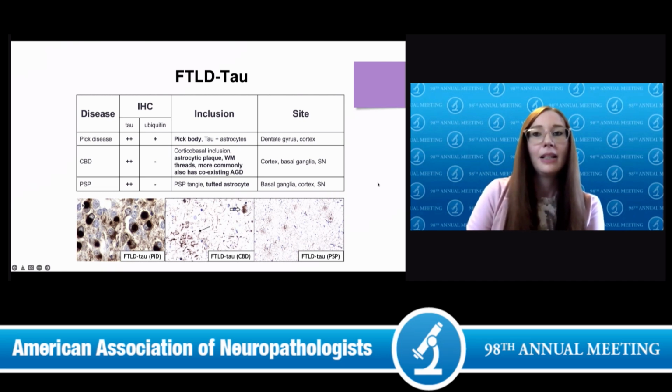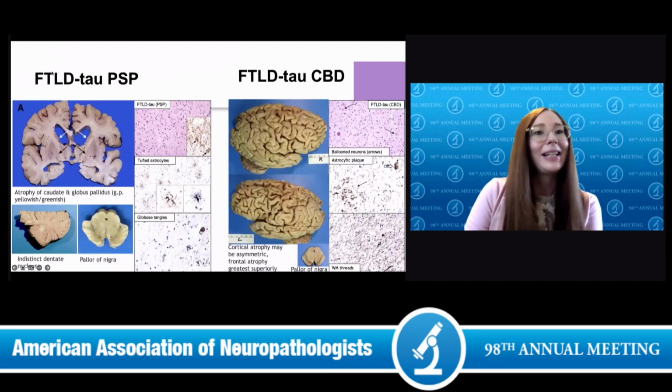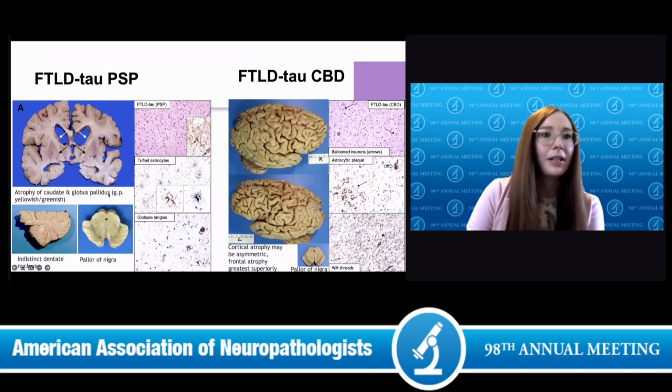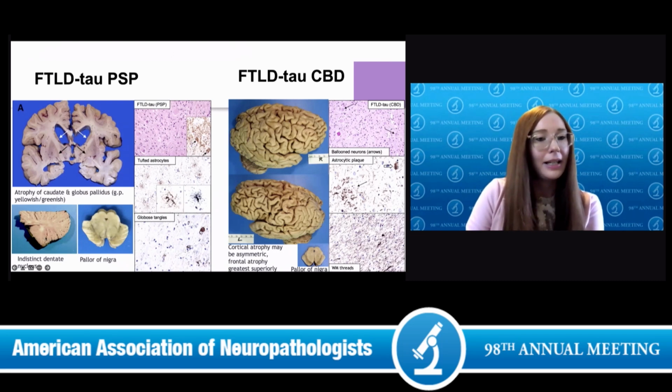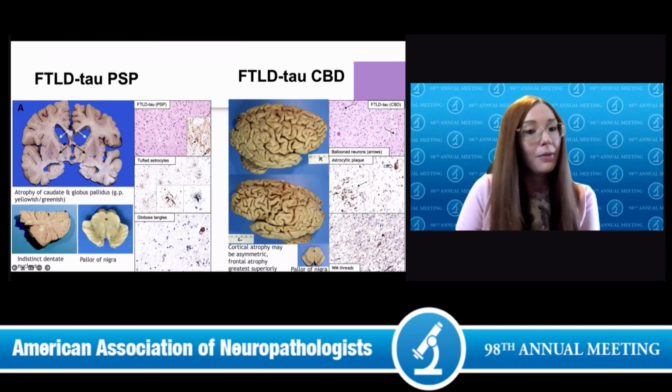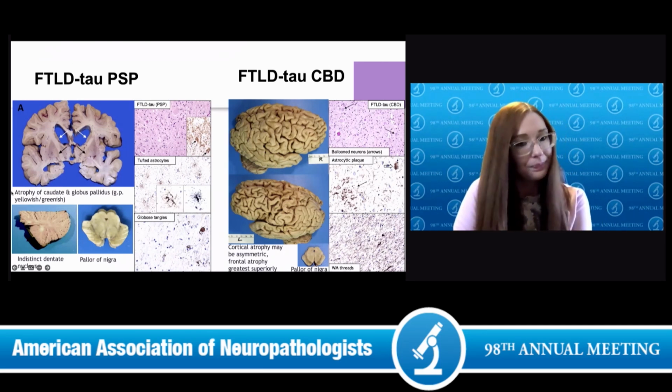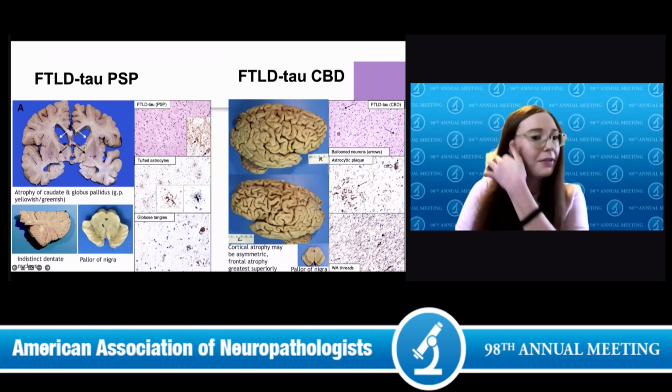So now just to compare and contrast PSP versus CBD, both grossly and microscopically. On the left-hand side, this is just an example of a PSP case showing characteristic atrophy of the caudate and globus pallidus with some discoloration. You also very classically get an indistinct appearing dentate nucleus in the cerebellum, which you can correlate with granulovacuolar degeneration, and pallor of the nigra.